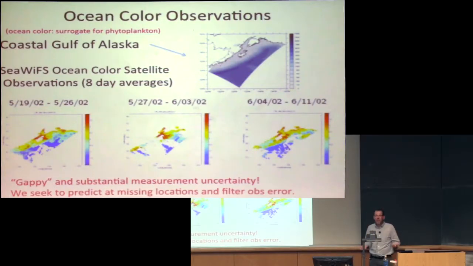So one of the first problems that one gets when you deal with this is, what if something interesting is happening in that big gappy region? And why is there a gappy region? Well, most likely that gap is because there are clouds there. If you're looking at ocean color, you have to be able to see the ocean. If there are clouds, and it's the coastal Gulf of Alaska, if you've been there, you know it's cloudy a lot, right? So we have to have a way to deal with that.